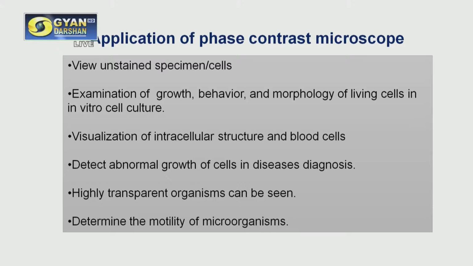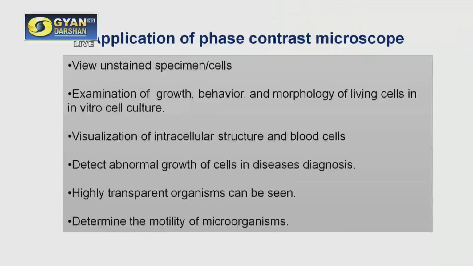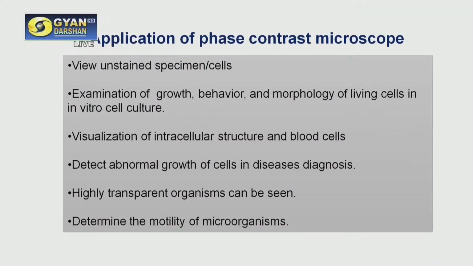We can visualize these by the phase contrast microscope, and we can detect abnormal growth of cells in disease diagnosis. If the cell's growth is abnormal, it indicates some internal changes because of uncontrolled growth. So we can detect cancer if we culture cancer cells in the animal tissue culture lab. Highly transparent organisms can also be seen, and we can determine the motility of microorganisms. We can see flagella movement in bacterial organisms. So this is the most important use of the phase contrast microscope. Basically, this microscope is used in research labs.